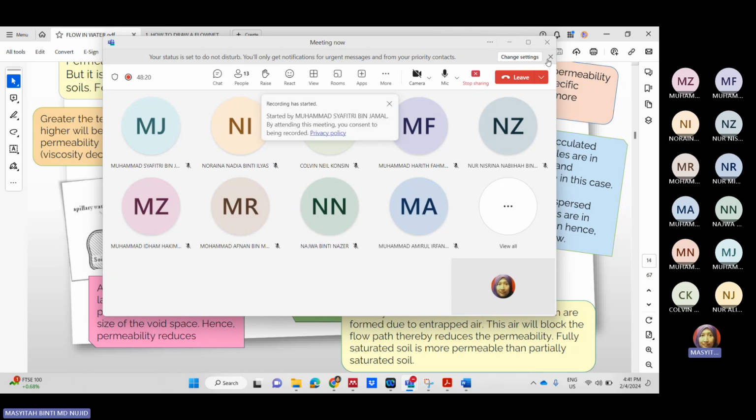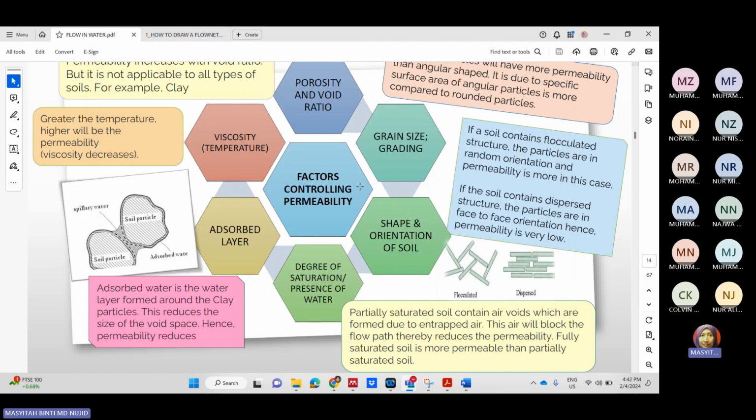So maknanya void ratio dengan N dia ada perkaitan formula kan? So kena tengok betul-betul formula untuk kaitkan void ratio dan N. That's why kat sini faktor tu dia letak sekali, dia tak asingkan. Okay, grain size, grading. Macam yang saya explain awal-awal kelas tadi. Kalau you ada gravel saja, kemudian you ada fine saja, clay saja, you dah boleh nampak perbandingan dia. And then shape, orientation of soil, degree of saturation. This is what I said.